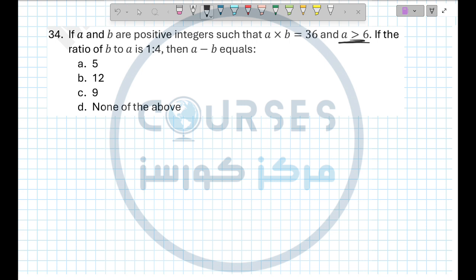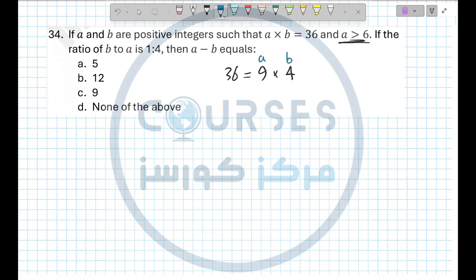7, no. 8, 8 times something gives 36. Do we have 36 in the 8 times table? No. What about the 9? Do we have the 9? Yeah, we do have the 9. 9 times what? So the 36 is 9 times 4. Okay, so this is A and this is supposed to be B.